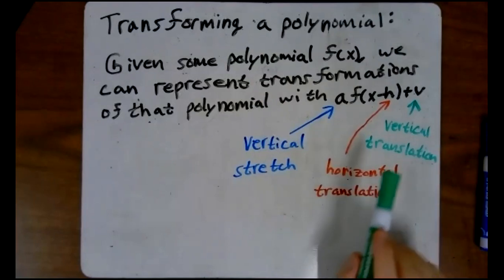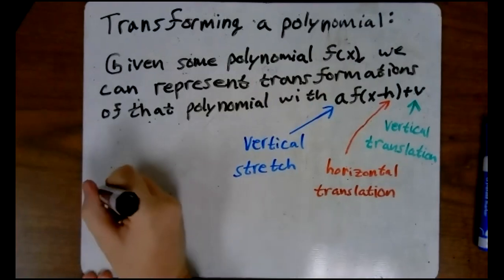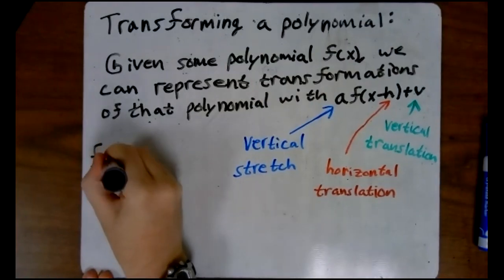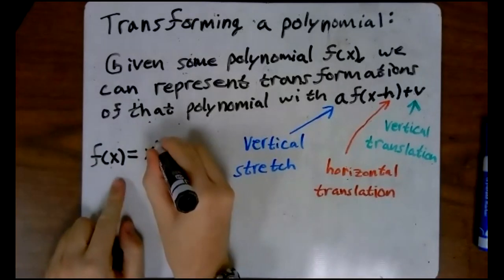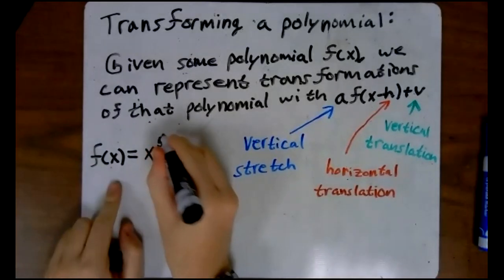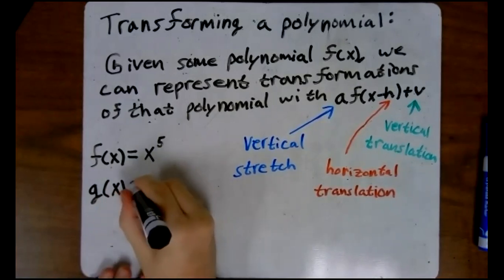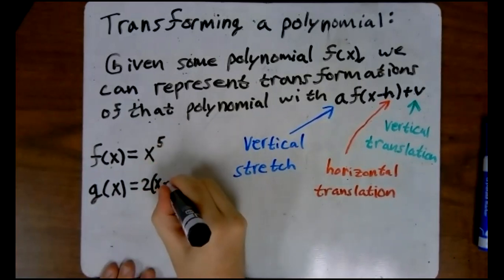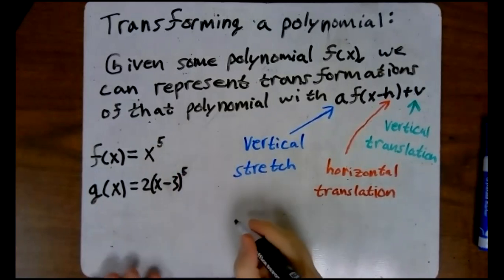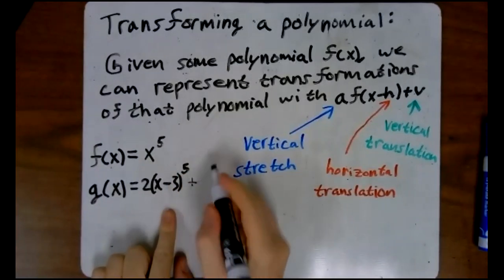So, what does this look like with an actual function? This is just a function notation thing. So say I have f of x equals x to the, let's say, fifth power. Well, what would g of x equals 2 times (x minus 3) to the fifth power, let's say, plus 1 look like?